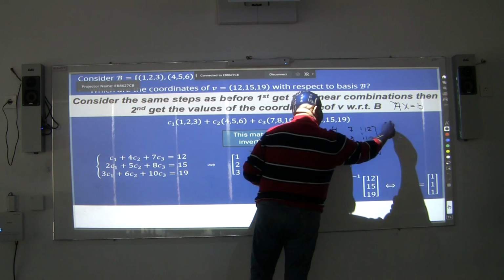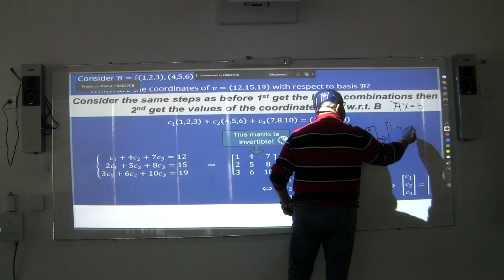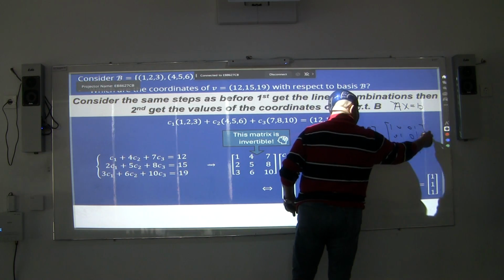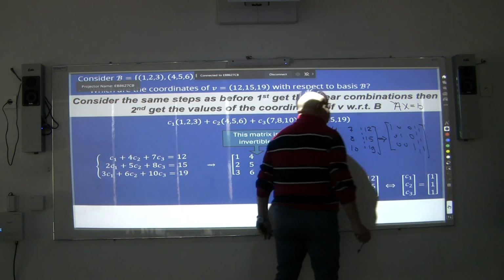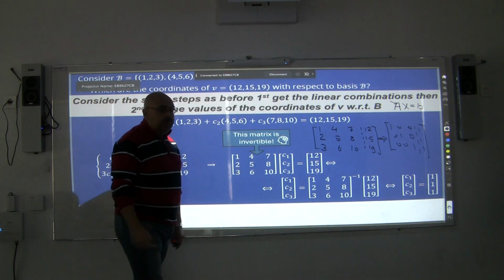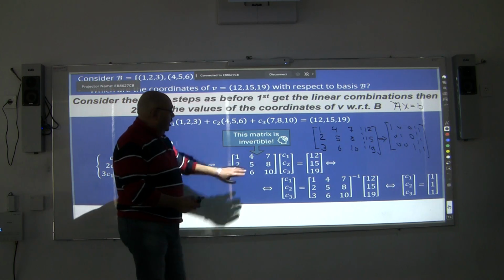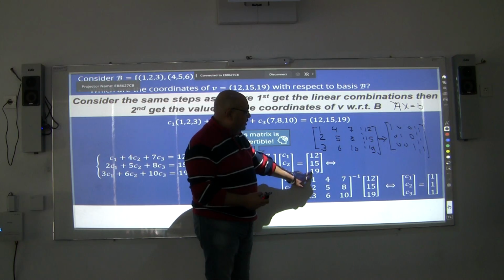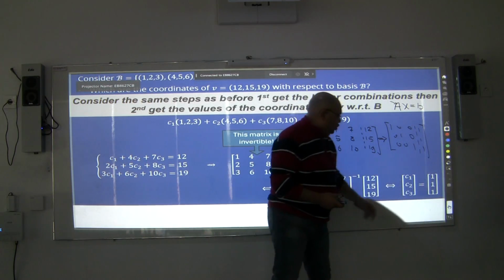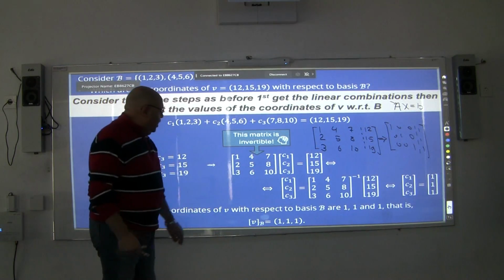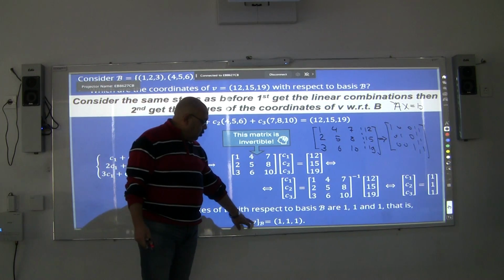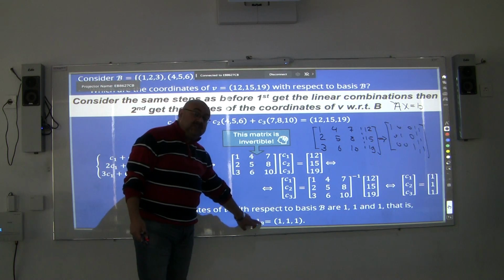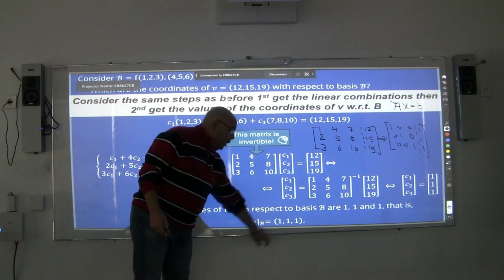Solving this system and reaching the reduced echelon form, if you work it like this, you will end up having the values of the coefficients, which are 1, 1, and 1. Exactly like getting the inverse first for this matrix, then multiplying by 12, 15, and 19. Then you will have C1, C2, C3. And now I can write that the coordinates of vector V with respect to the basis beta are 1, 1, and 1.